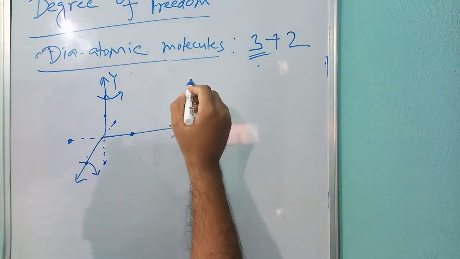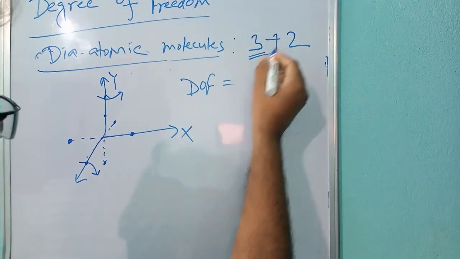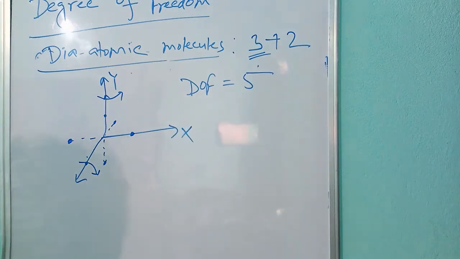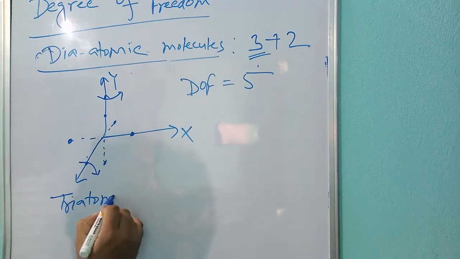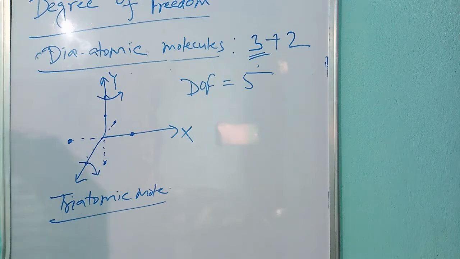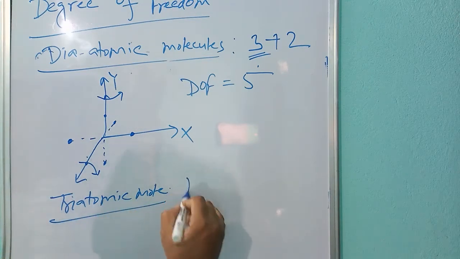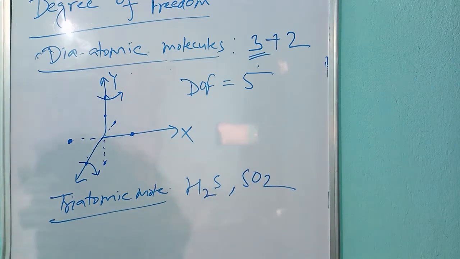So overall the degree of freedom in a diatomic molecule will be 3 plus 2 is equal to 5. But in the case of a triatomic molecule, examples will be like H2S, SO2. This kind of molecules come under the category of triatomic molecules.